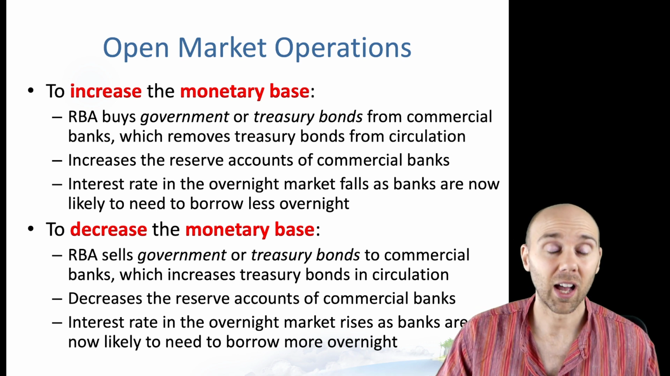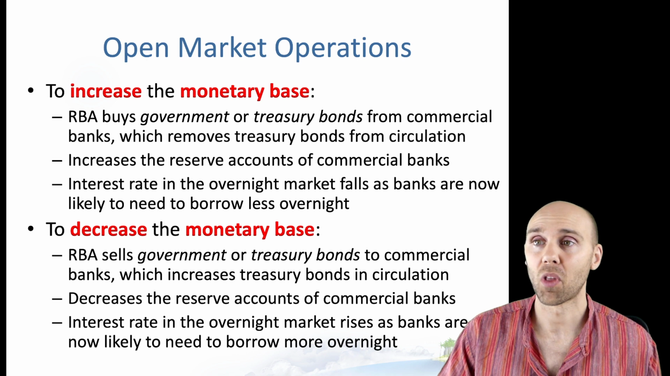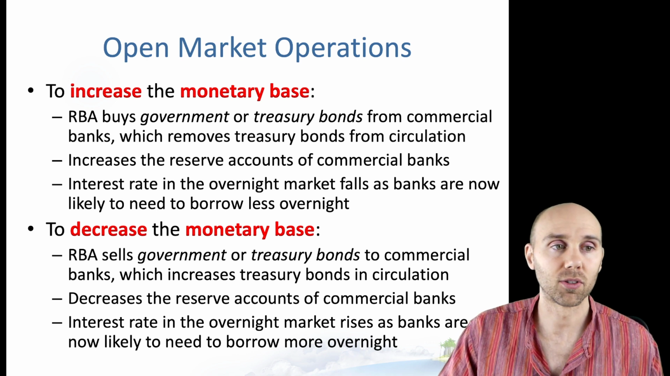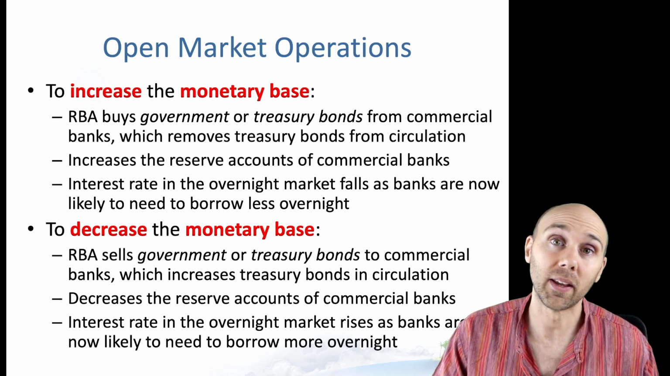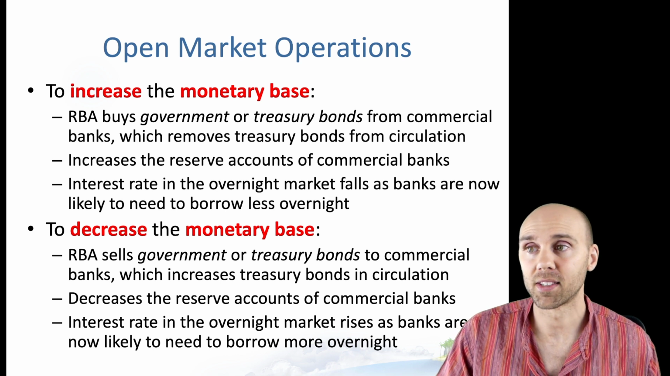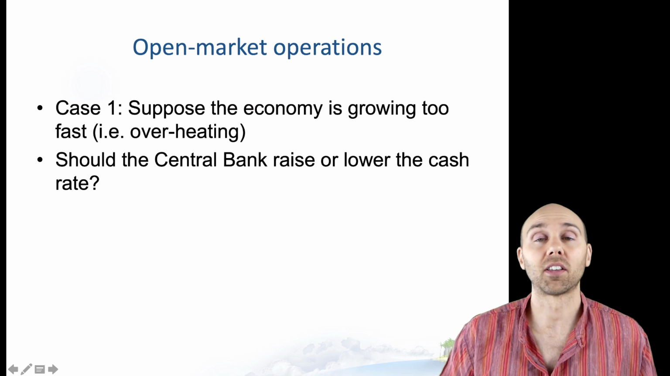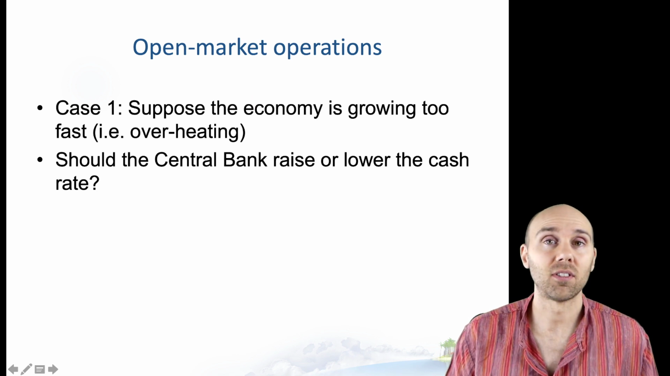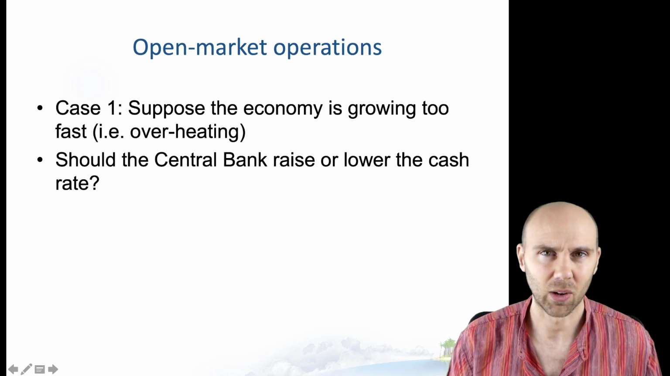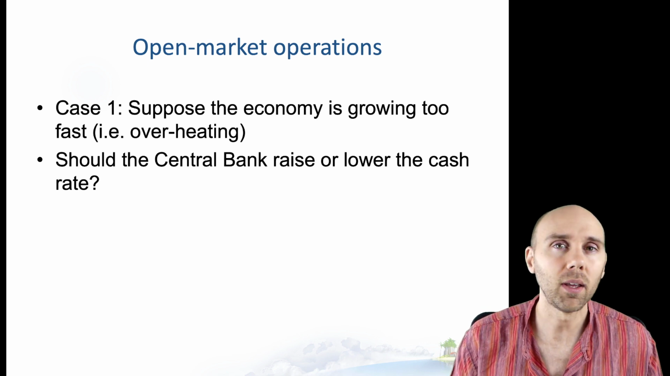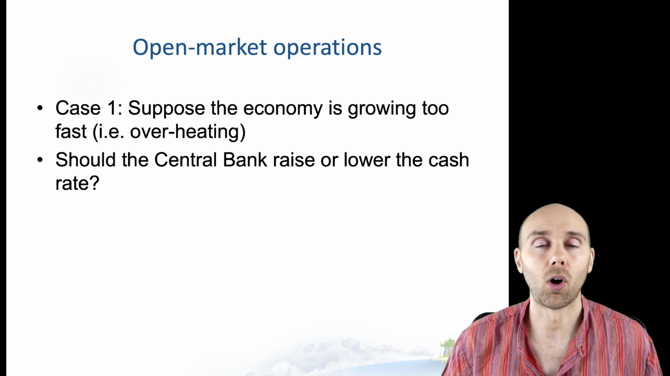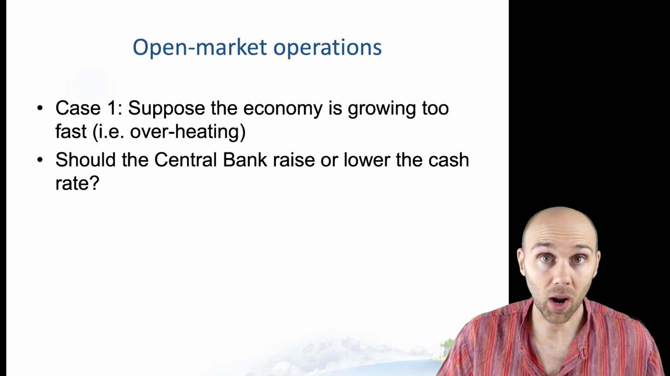So why would the RBA want to do these things? Well, it's got to do with whether they want to slow down or speed up the economy. Now you might say, why would you ever want to slow down the economy? Well, when the economy is going very fast, it can start to overheat. Now, what do we mean by an overheating economy? Well, it's putting a lot of pressure on inflation to rise, prices to rise.